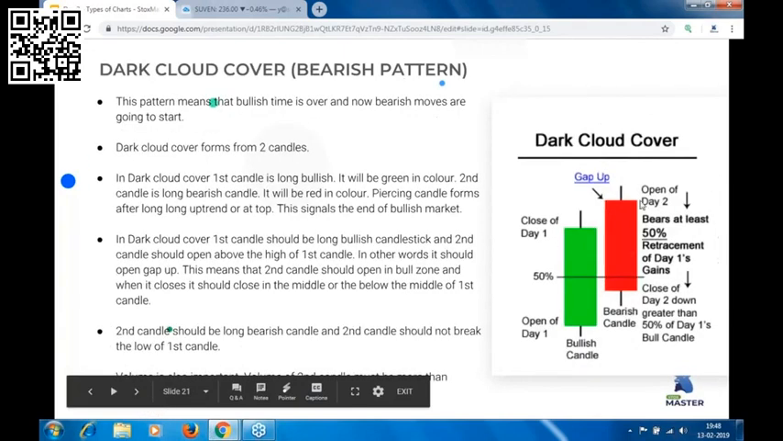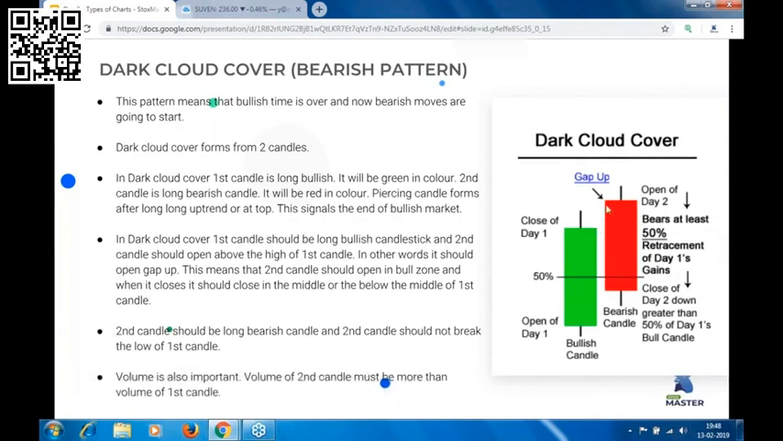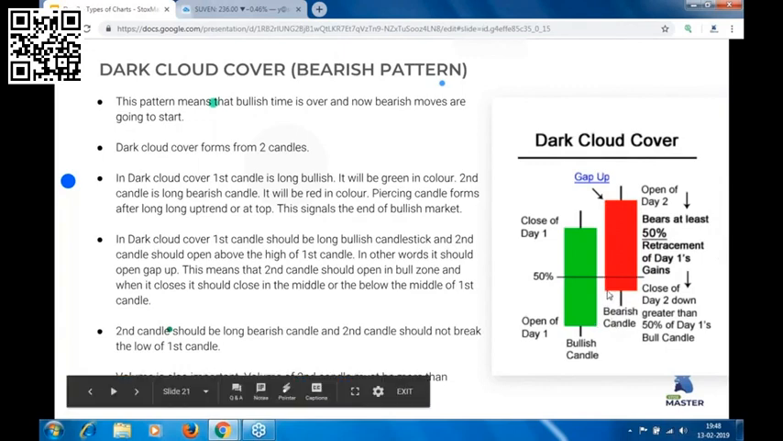Now similarly, we have a dark cloud cover. This is just the opposite of the piercing line. Here the first candle is a bullish candle, and in the second candle we see a gap up opening, and then the price comes down and it closes either at the mid of the first candle or just below the open of the first candle. It should not break the low of the first candle.